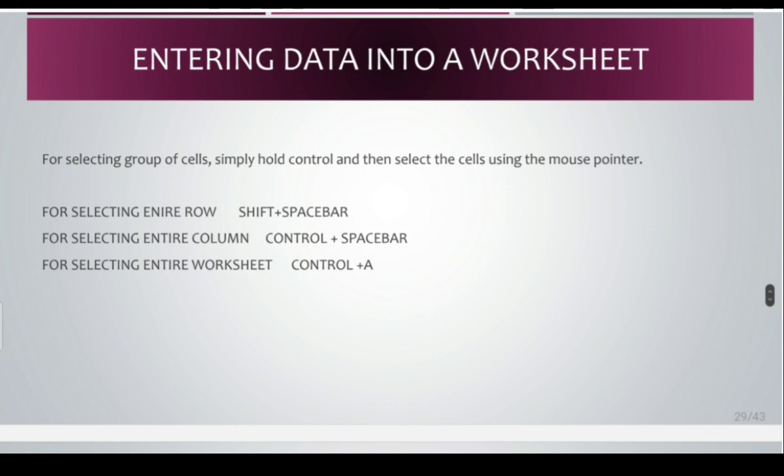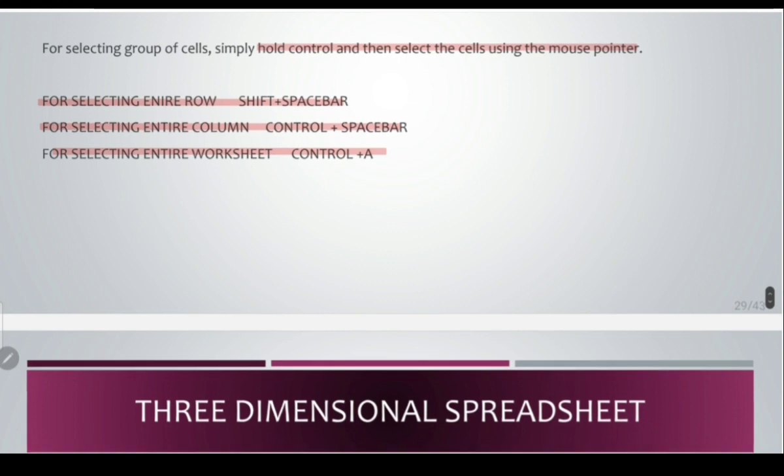For entering data into a group of cells, simply hold Ctrl and then select cells using the mouse pointer. For selecting an entire row, what is the shortcut? Shift plus space bar. If you press Shift plus space bar, the entire row will be selected. And if you want to select an entire column, you can use the command Control plus space bar. And to select the entire worksheet, you will press Control plus A.